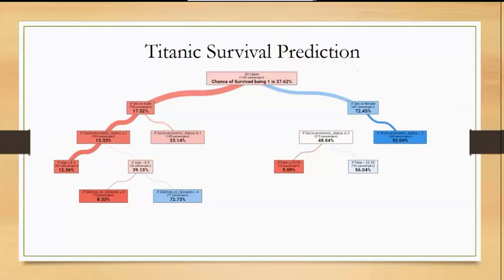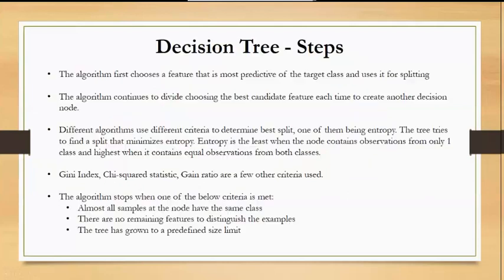Okay, so now how does the algorithm determine which is the best split at each level? There are different versions, different implementations of the same algorithm available, each having a different criteria. One such implementation uses something called entropy to identify the best feature on which to split. The model tries to find a split that minimizes the entropy.